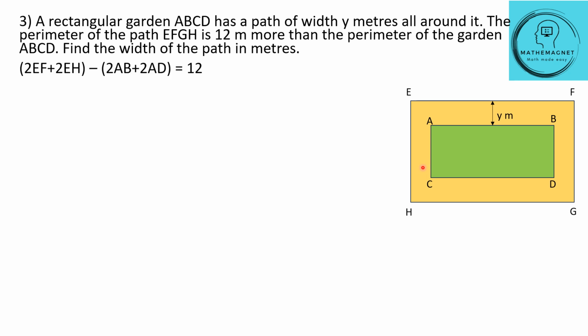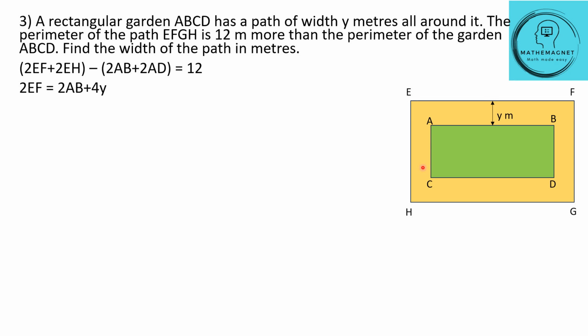Now we know the perimeter is 2 times length plus 2 times breadth. Given the question, they've given that the difference between the outer perimeter and the inner perimeter is 12. So we will write that in equation form. So the outer perimeter is 2 times EF plus 2 times EH minus the inner perimeter, which is 2 times AB plus 2 times AD, is equal to 12.